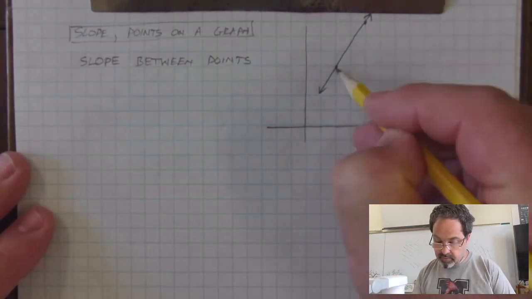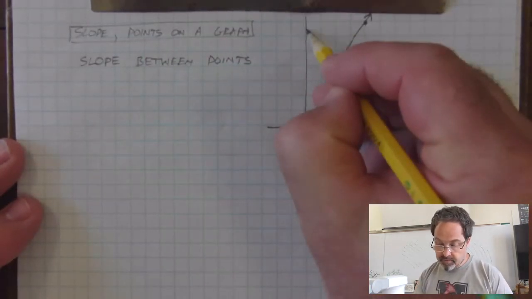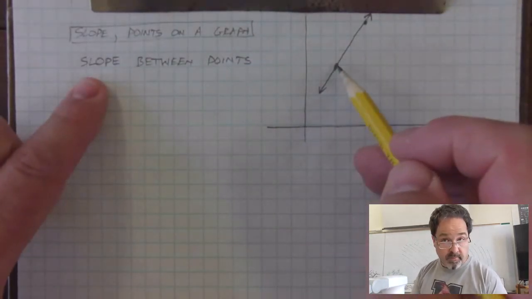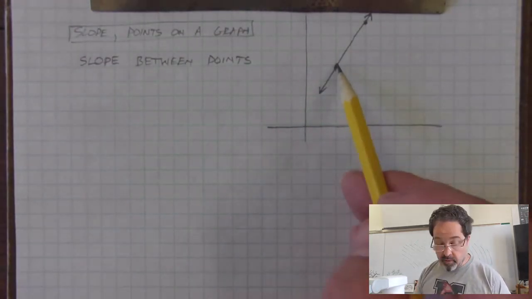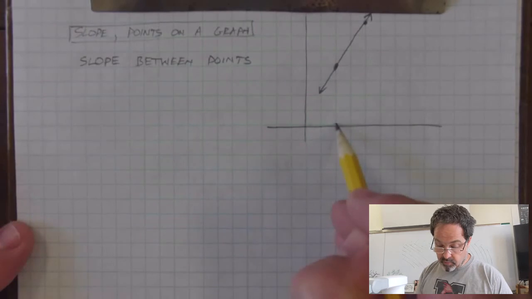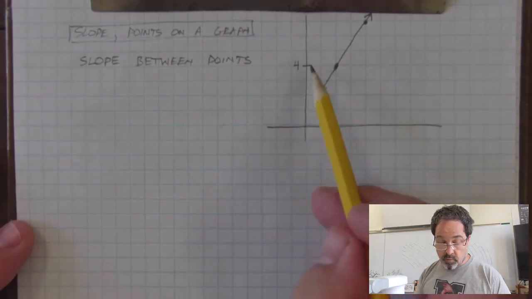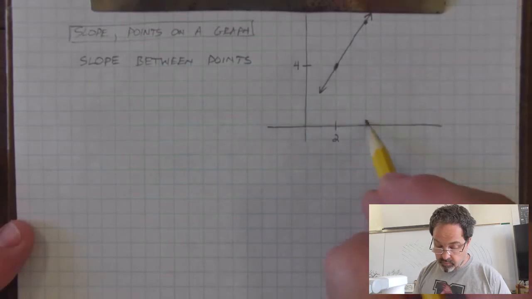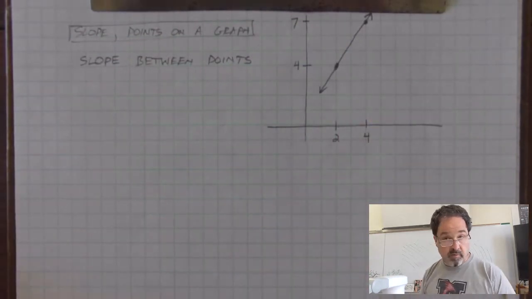I have a line graphed, and I have 2 points highlighted. I'm going to find the slope between these 2 points. The 2 points that are highlighted are easy to work with because they're at locations where the coordinates are very easy numbers to find. This point has coordinates of 2, 4. X is 2, y is 4, the coordinates of that point. This point here has coordinates x equals 4, y equals 7. Easy coordinates to work with.